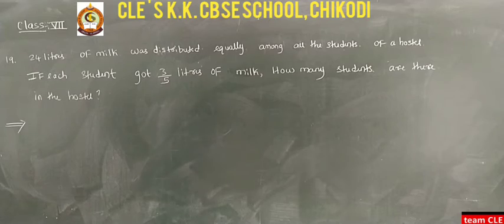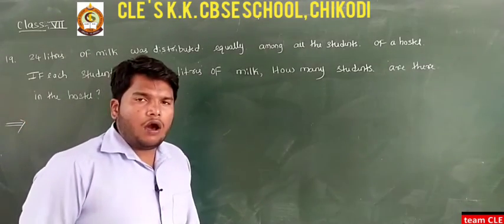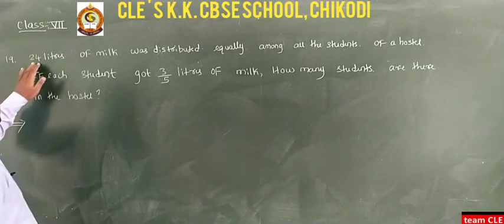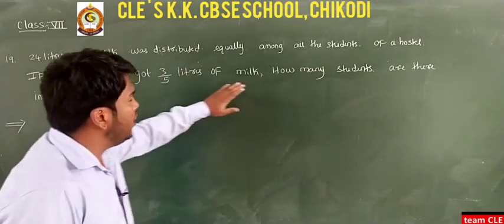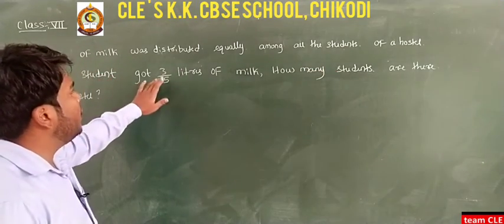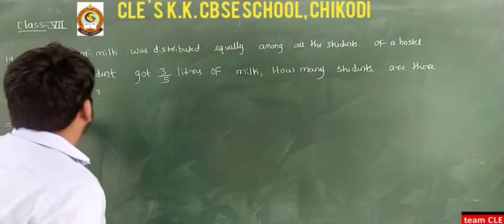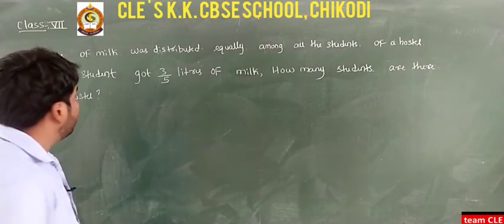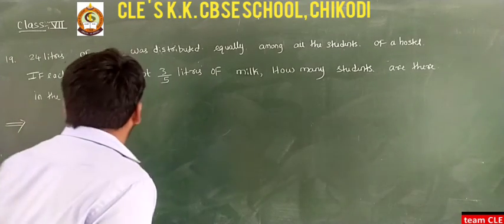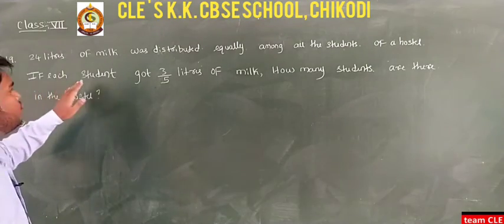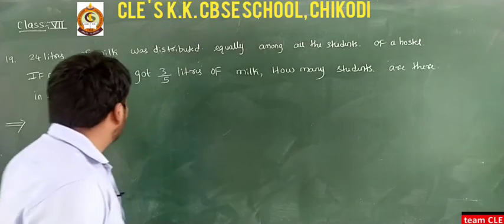Hello dear students, now welcome to the last question of your exercise, and this is up to your syllabus of periodic test 1. 25 liters of milk was distributed equally among all the students of a hostel. If each student got 3 by 5 liters of milk, how many students are there in the hostel? So, one more question.